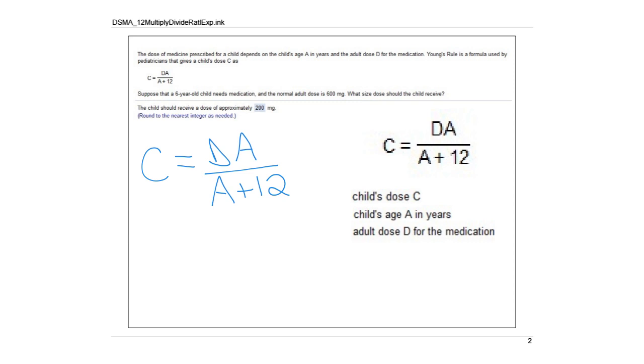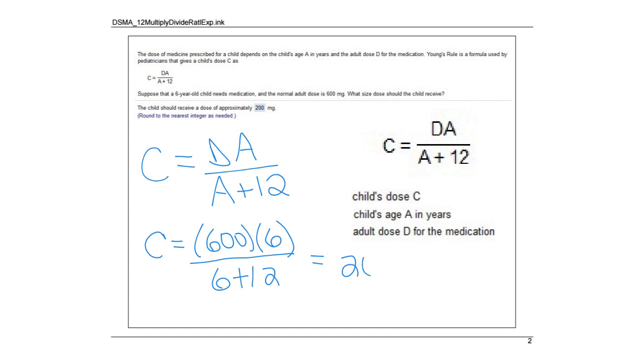So if we have a 6-year-old child who needs medication, and the normal adult dose is 600 milligrams, it's asking me what size dose the child should receive. We're going to put the 600 in for the adult dose, the age of 6 in, and then on the bottom, again, the age of the child, 6, plus 12. Pop that in your calculator, and you'll see that you need 200 milligrams for the child who's 6 years old.